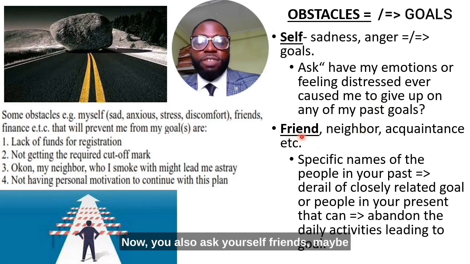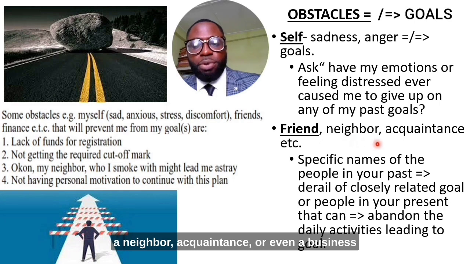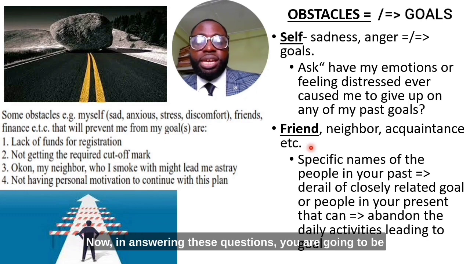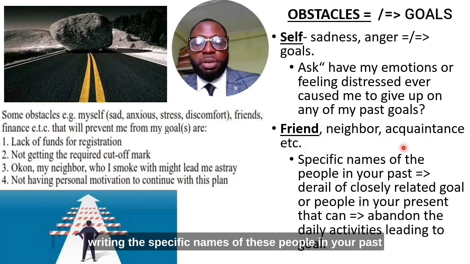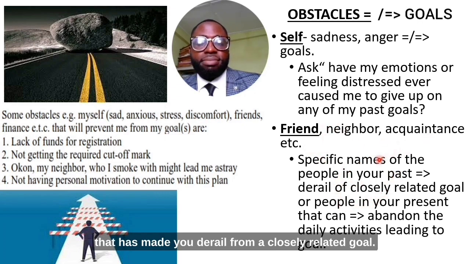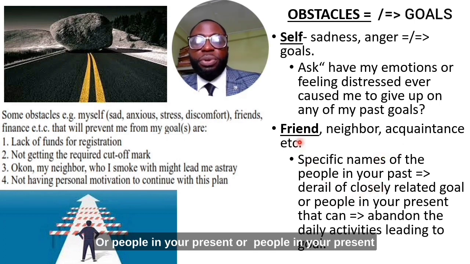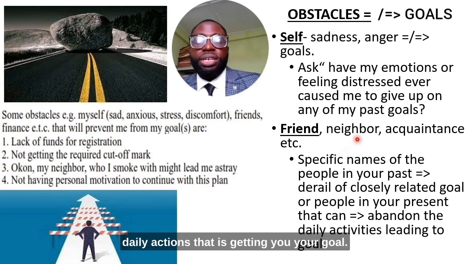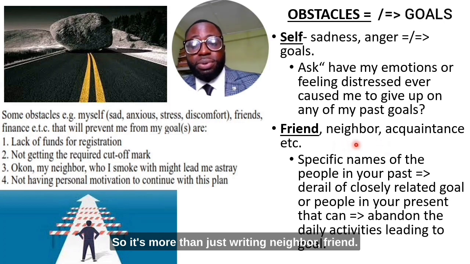Now, you also ask yourself about friends, maybe a neighbor, acquaintance, or even a business partner or a business colleague. In answering these questions, you are going to be writing the specific names of these people in your past who made you derail from a closely related goal, or people in your present who can make you abandon the daily activities or the daily actions that are getting you your goal. You need to write down their specific name. So it's more than just writing neighbor, friend.